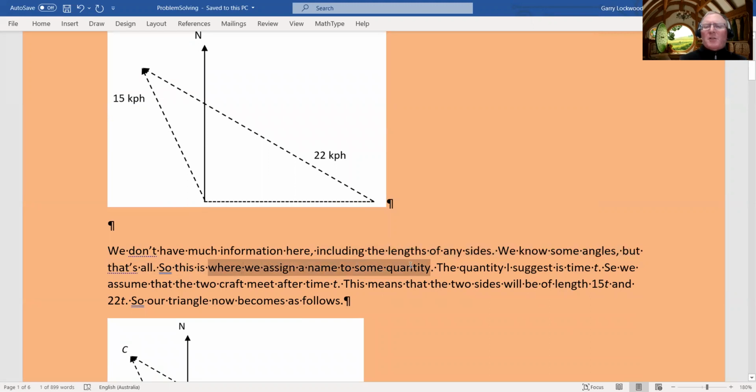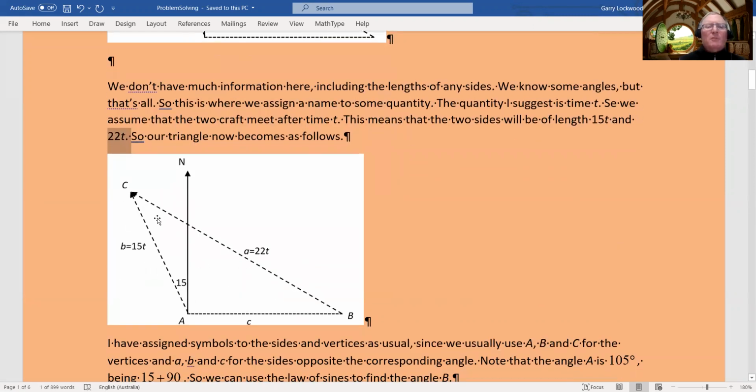So this is where we assign a name to some quantity, and I would suggest time t. You could pick the length of this side, but then you'd have to find the time t to find the length of this side anyway. So why not start with t? So we'll assume that the two craft meet after time t. And so the two sides will be of length 15t and 22t.